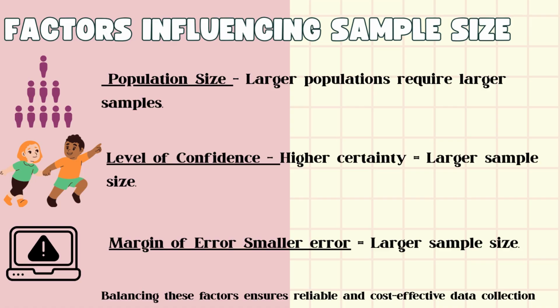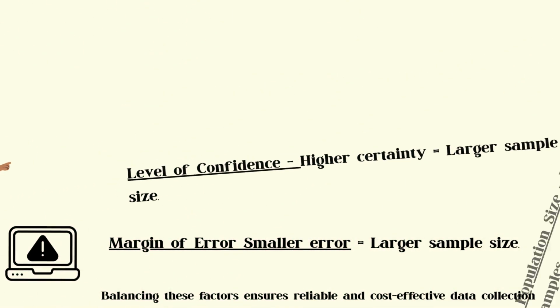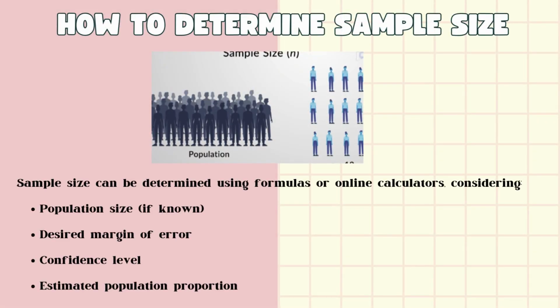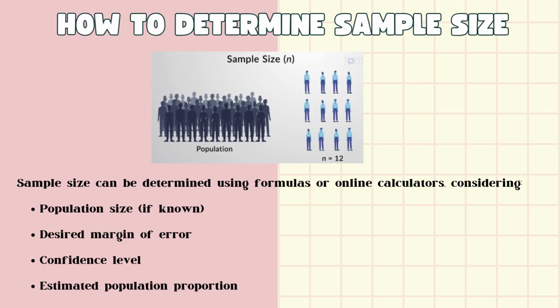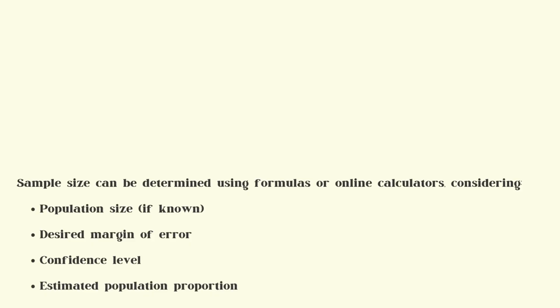It's like a safety net for your data. A smaller margin of error requires a large sample size to reduce the uncertainty and increase the accuracy of the results. How to determine sample size? Sample size can be determined using formulas or online calculators, considering factors such as population size, desired margin of error, confidence level, and estimated population proportion.